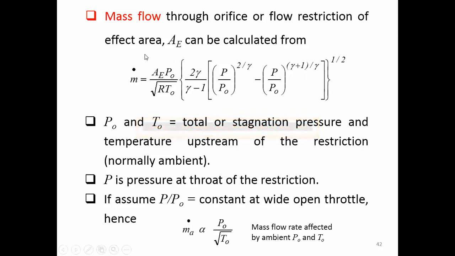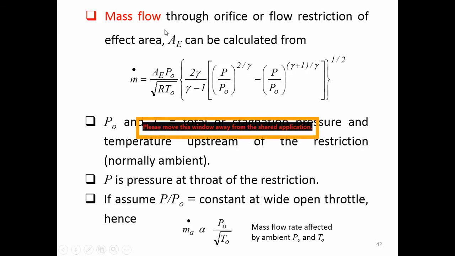And this equation is a long one, right? This gamma is equivalent to the ratio of the specific heats, which we normally denote with the letter K, but here we use gamma, okay? And in this expression, you can see we have P0 and T0. P0 and T0 are the total or stagnation pressure and temperature upstream of the restrictions, which is normally the ambient conditions if we talk about the air, okay?